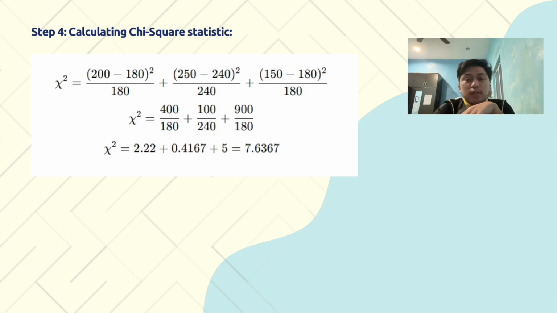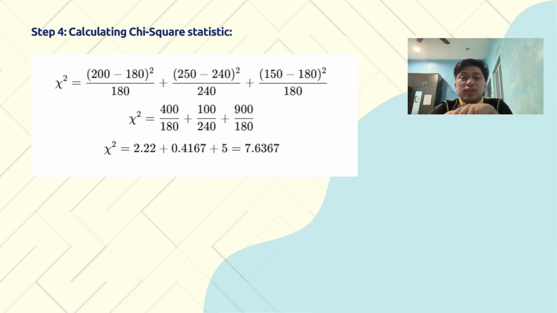200 minus 180 is 20, and 20 squared gives us 400 over 180. 250 minus 240 is 10, and 10 squared gives us 100 over 240. 150 minus 180 is negative 30, but when we square it, the negative disappears and gives us 900 over 180.